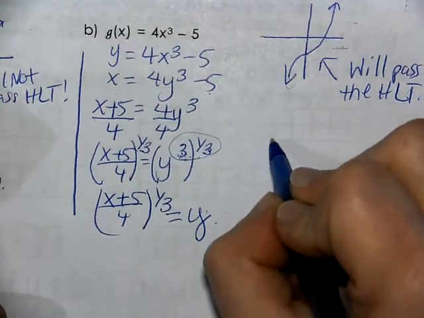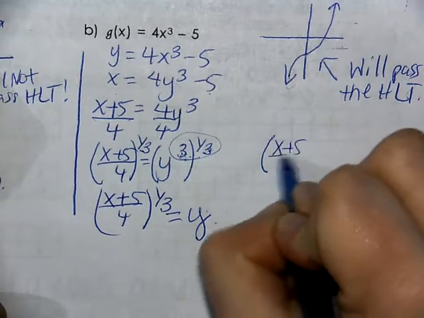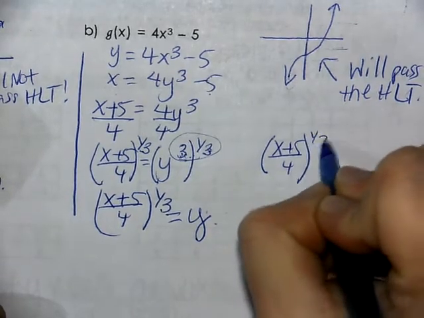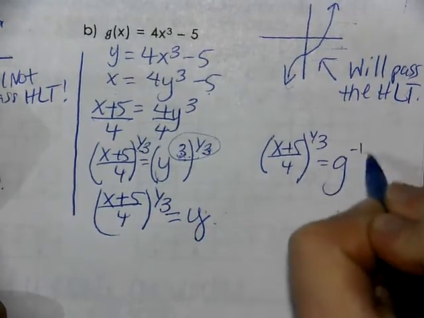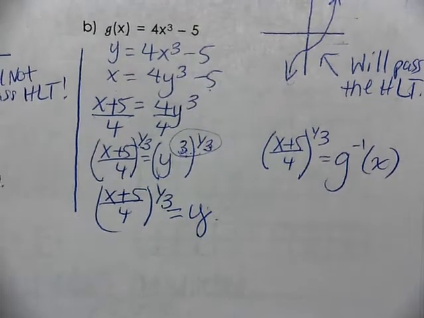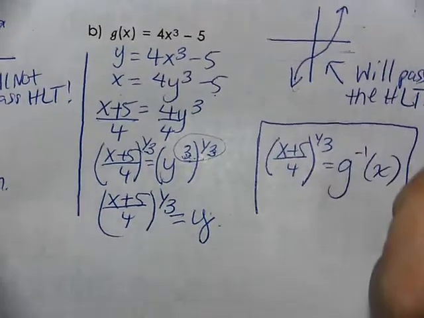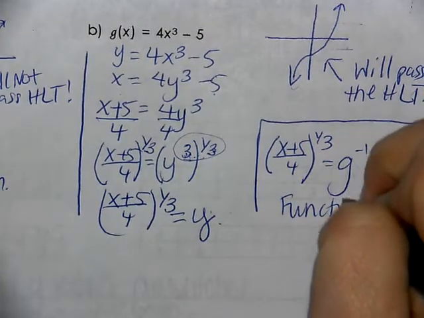we're going to write our answer as (x plus 5)/4 raised to the 1/3 power equals g inverse of x. And that is our answer. This is going to be a function.